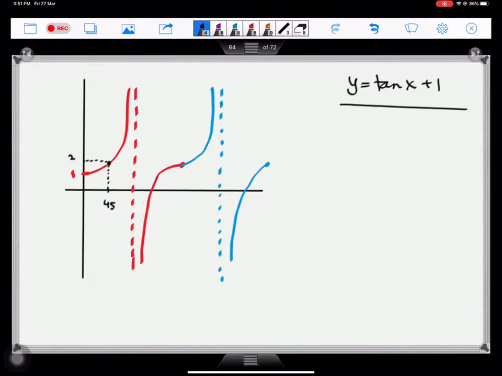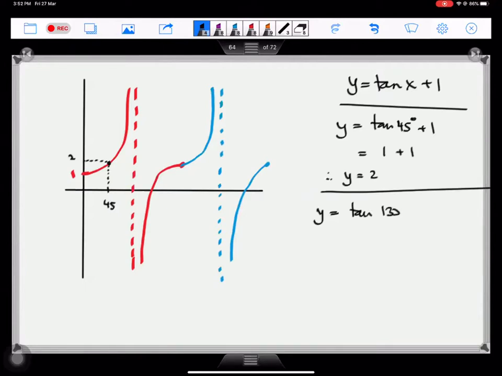Let's double check using the calculation. Y is equal to tangent 45 plus 1. Tangent 45 is 1, plus 1, y comes up to be 2. Y is equal to tangent 135 plus 1. Tangent of 135 is minus 1. Minus 1 plus 1 is 0. Therefore, this point is 135 degrees. And this was 180. The 1 at 180 has risen up to 1, and the minus 1 at 135 has risen up to 0.